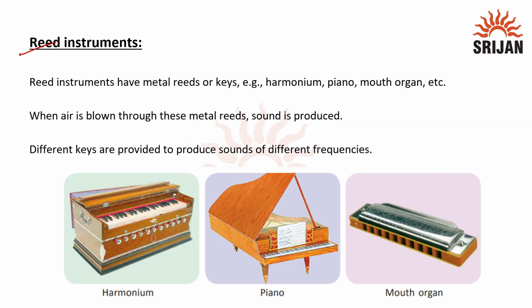Next we have reed instruments. Reed instruments have metal reeds or keys, for example harmonium, piano, mouth organ. Here we can see their images. This is harmonium, this is piano, and this is mouth organ, and all these instruments are able to produce sound because of metal reeds or keys.